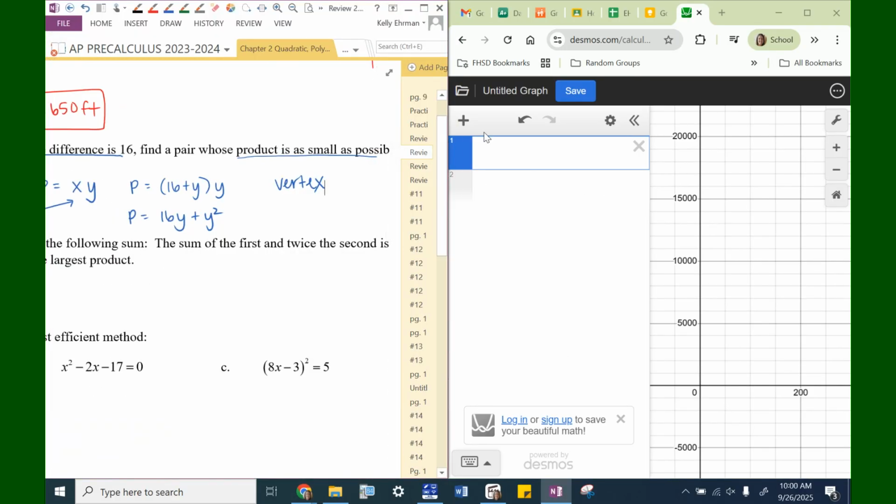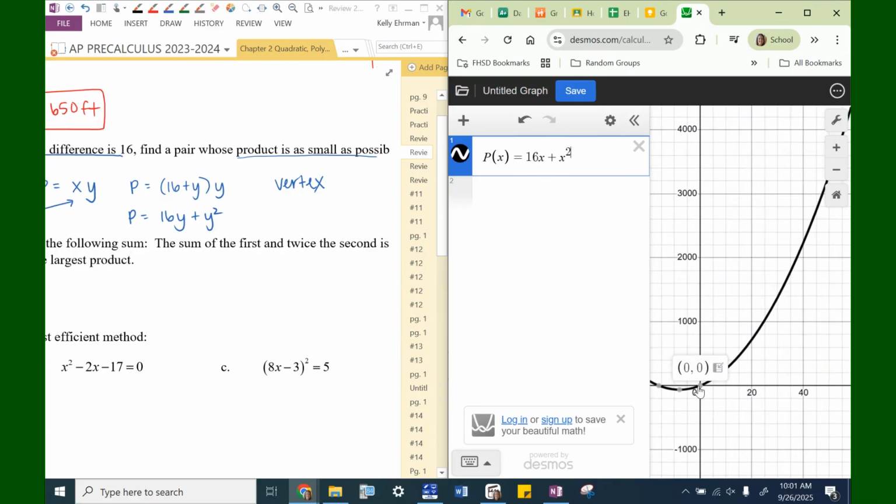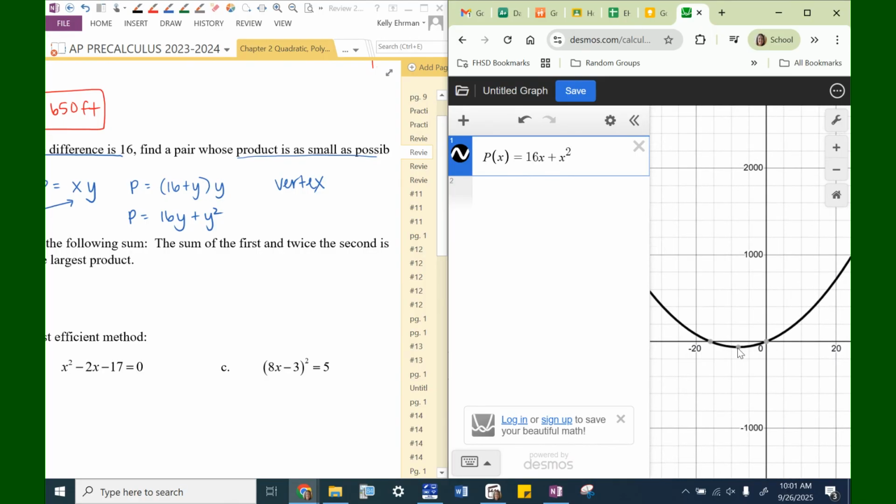So p of x, remember you need to use function notation in Desmos. I don't want to do the y thing, so I'm going to type it in as 16x plus x squared. If you use the y's, it can graph a sideways parabola, but it just gets a little confusing to find the right number. I can see the vertex right here: -8, -64.